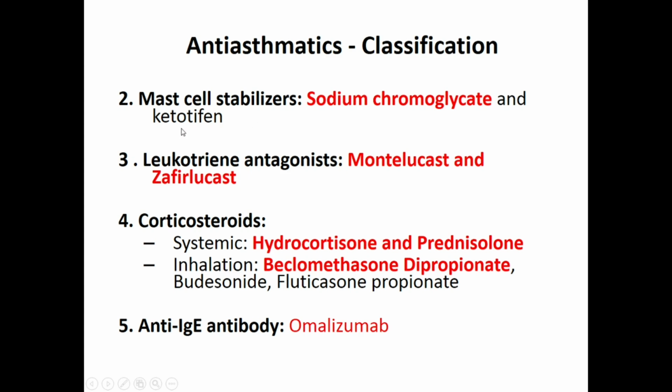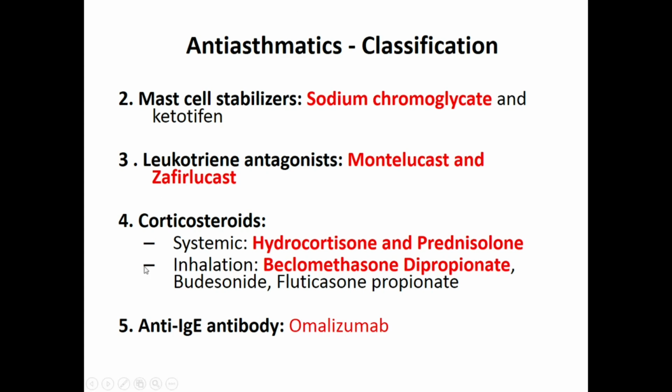Now the next group of drugs are the mast cell stabilizers, like sodium cromoglycate and ketotifen. Then you have the leukotriene antagonists. Like I told you, by 5 to 6 hours, sometimes 12 hours, there will be mediators like the leukotrienes. So you inhibit the leukotrienes by giving montelukast and zafirlukast.